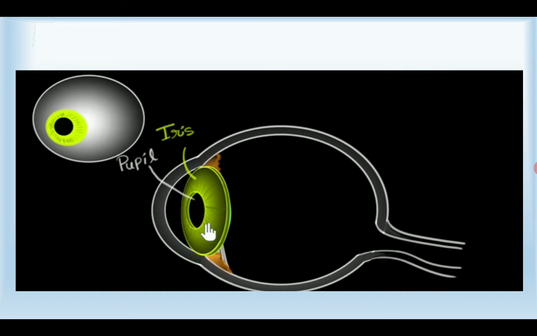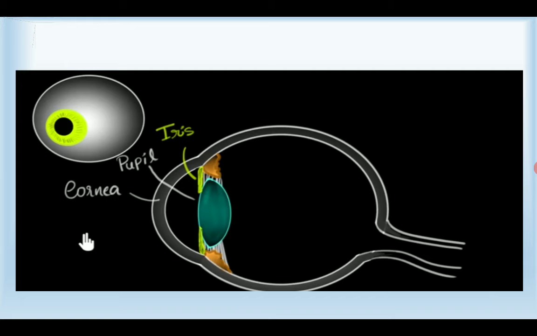Alright, now let's get rid of the iris so that we can see the other parts of the eye. So now we are only seeing a section of the iris. It's the same iris with the hole in between. Alright? So let's look at the other parts. This bulged part of the eye, which is in front, is called the cornea.